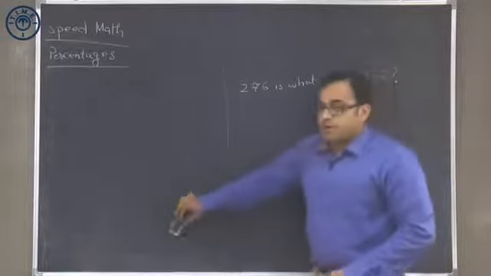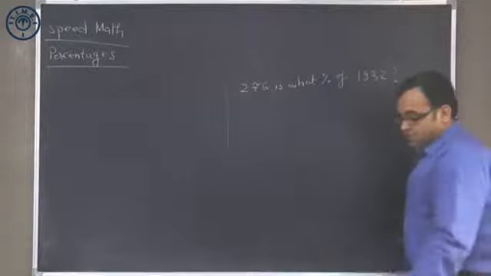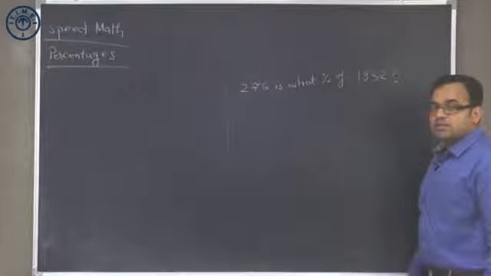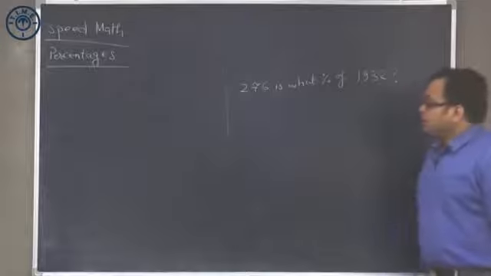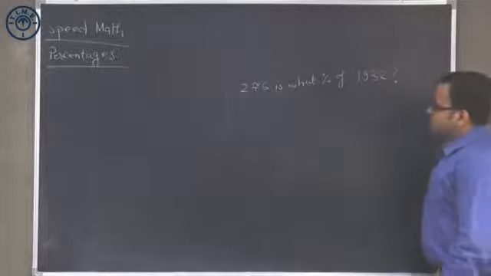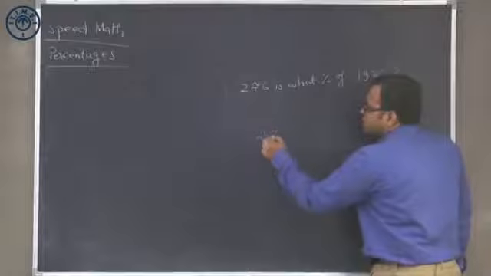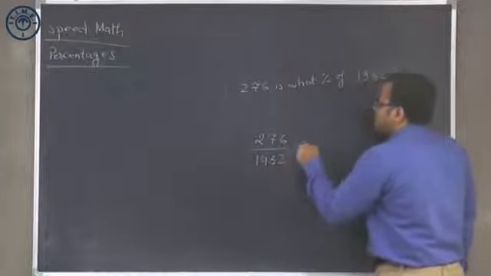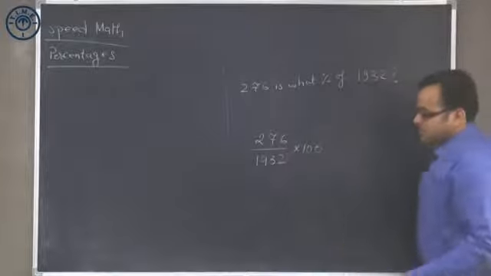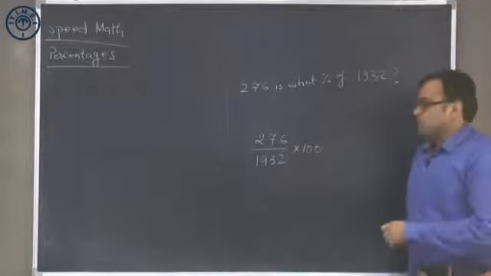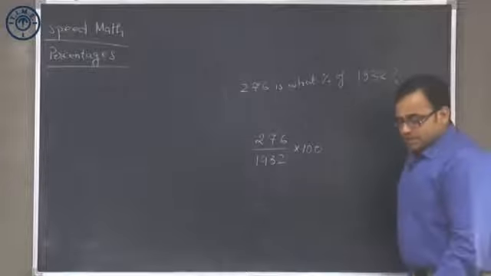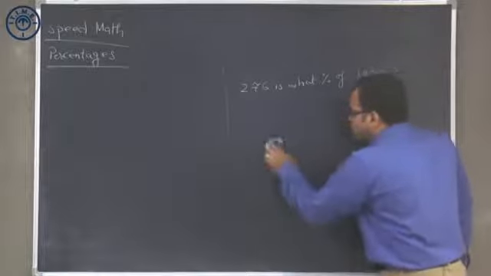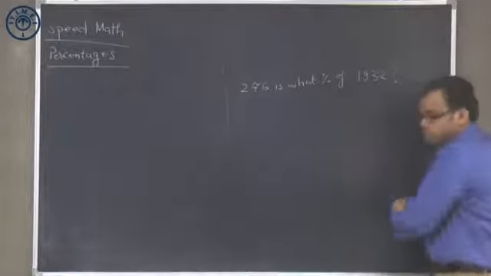Now we move to the second part, wherein we have to identify, let's say, 276 is what percentage of 1932. In order to calculate 276 upon 1932, what we'll have to do is 276 divided by 1932 multiplied by 100. We simplify this and we get the answer. That is one method that we all are aware of, and there is no rocket science in that. What we are going to do here is use a shortcut method for this.